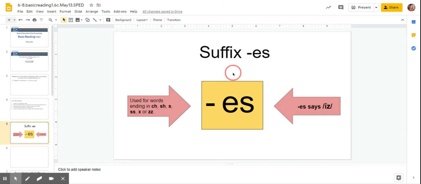So now we're going to take the opportunity to add our suffix es to some words.